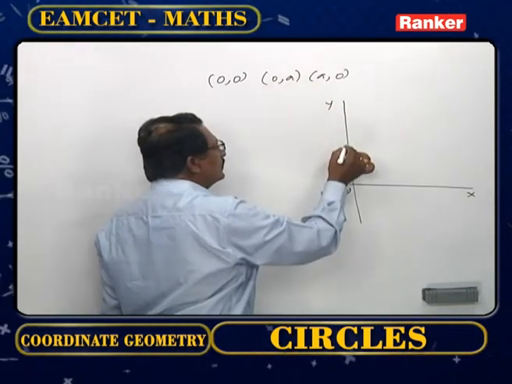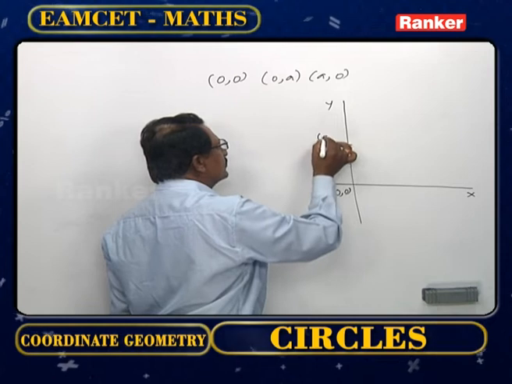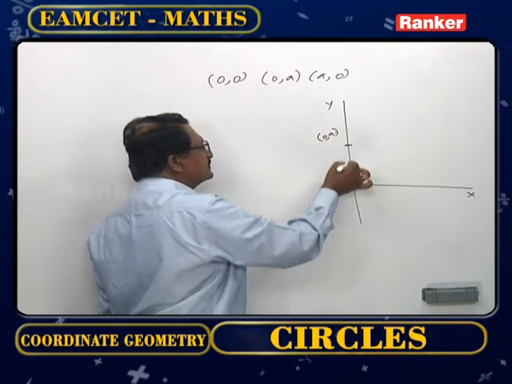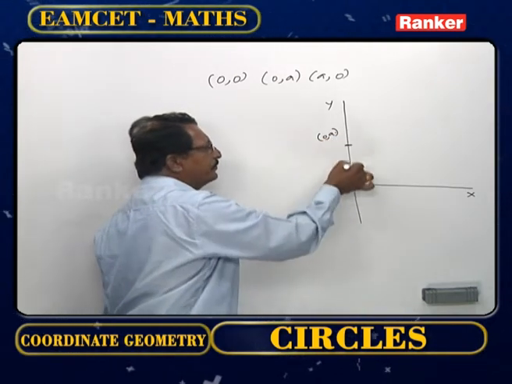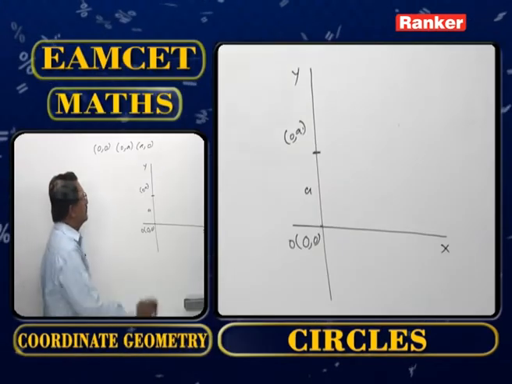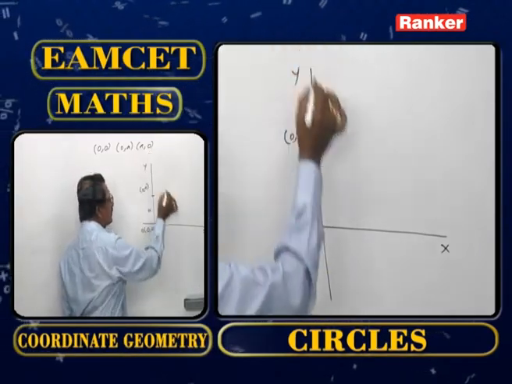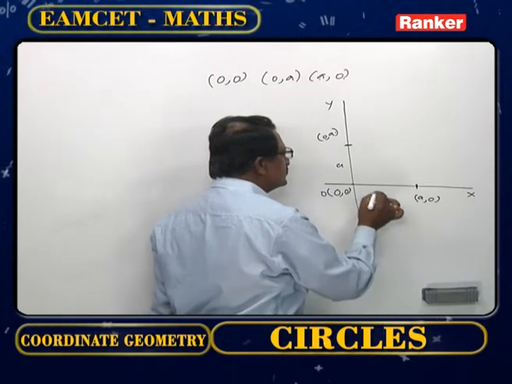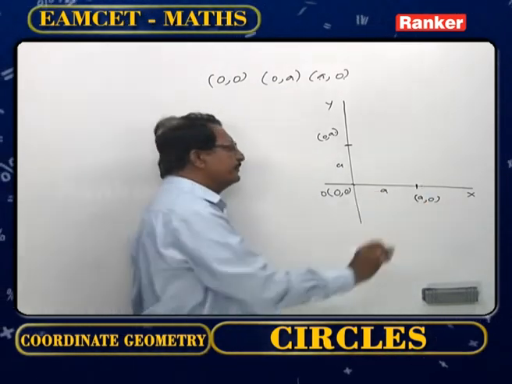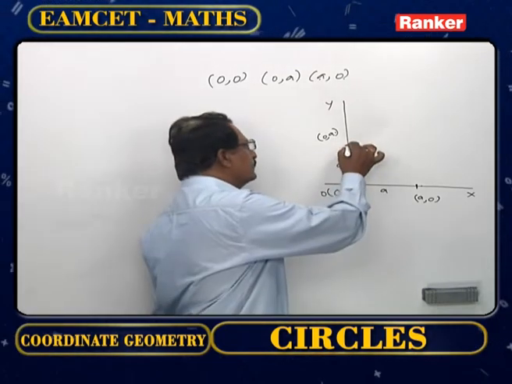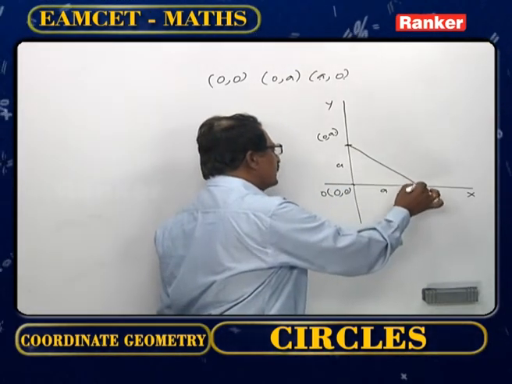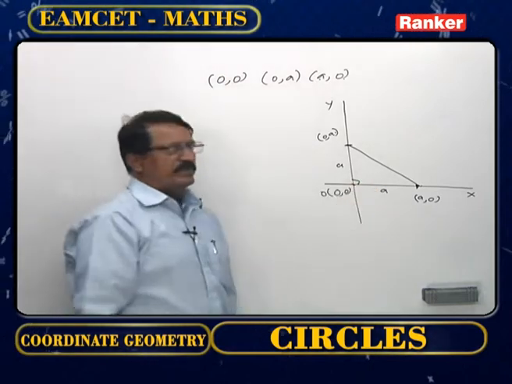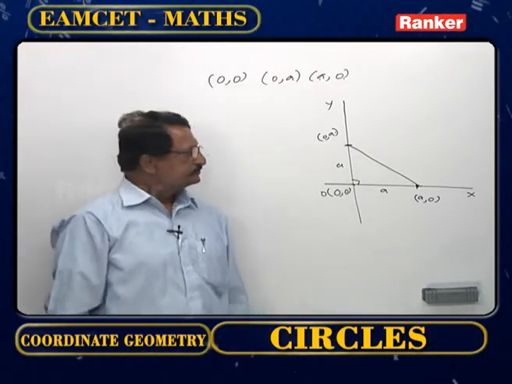(0, a) lies on the y-axis at a distance of a units from the origin. Similarly, (a, 0) lies on the x-axis and it also lies at a distance of a units from the origin. Now, the given points form a right angle triangle.